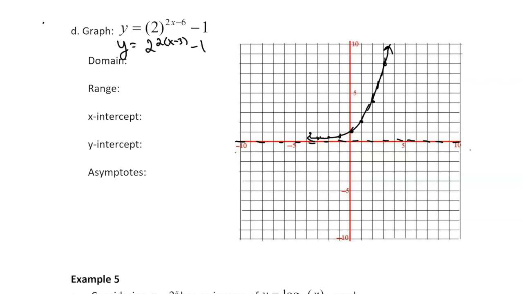Okay, and then from here, that 2 next to it means we have a horizontal compression by a factor of a half. And then we're going to go right 3 and 1 down. Okay, so if you horizontally compress this by a half, then that would be right here. This would be right here. This would be right here. And then from there, you want to move it 3 to the right and 1 down.